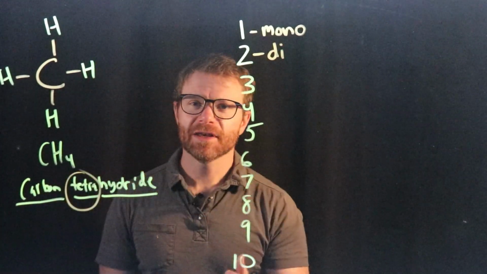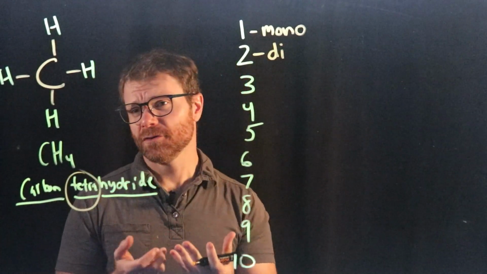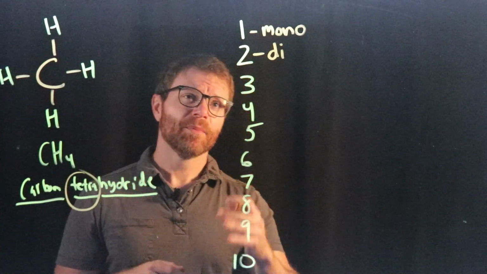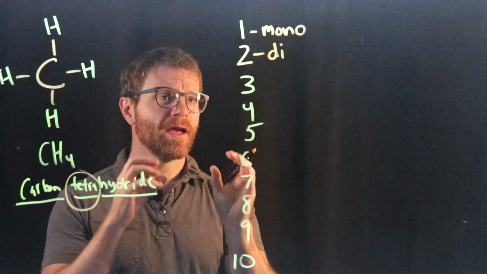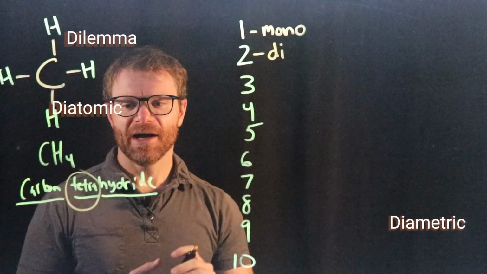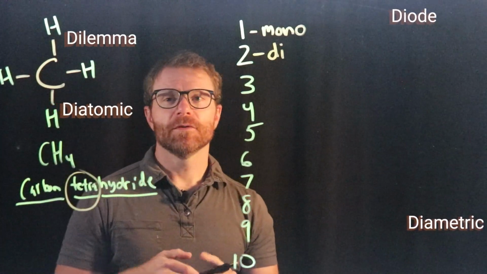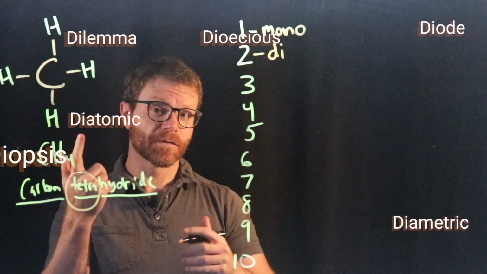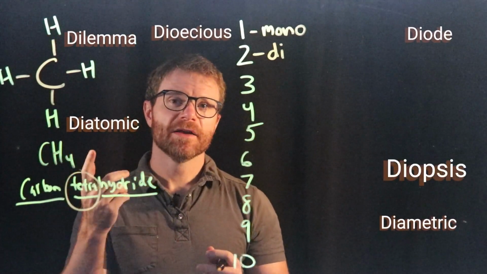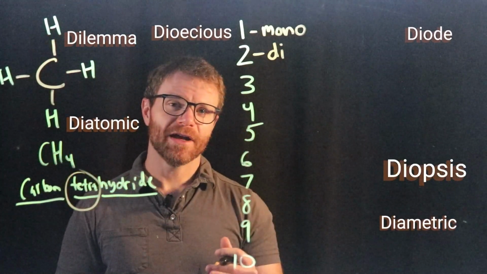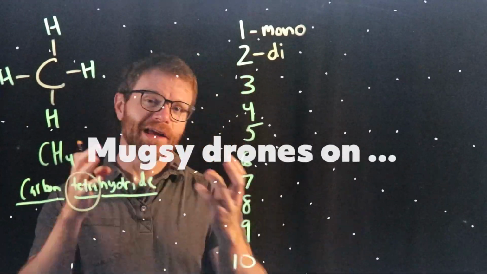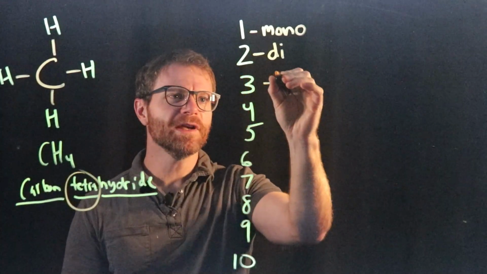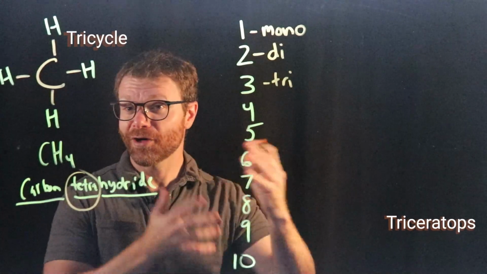For 2, we use di. This can be a little bit tricky because a lot of people want to use bi for 2, and we do use bi in science, but for chemistry in this particular example, we use di instead of bi. So if it was, let's say, sulfur and 2 hydrogens, we would call that sulfur dihydride. 3 is much easier, tri.